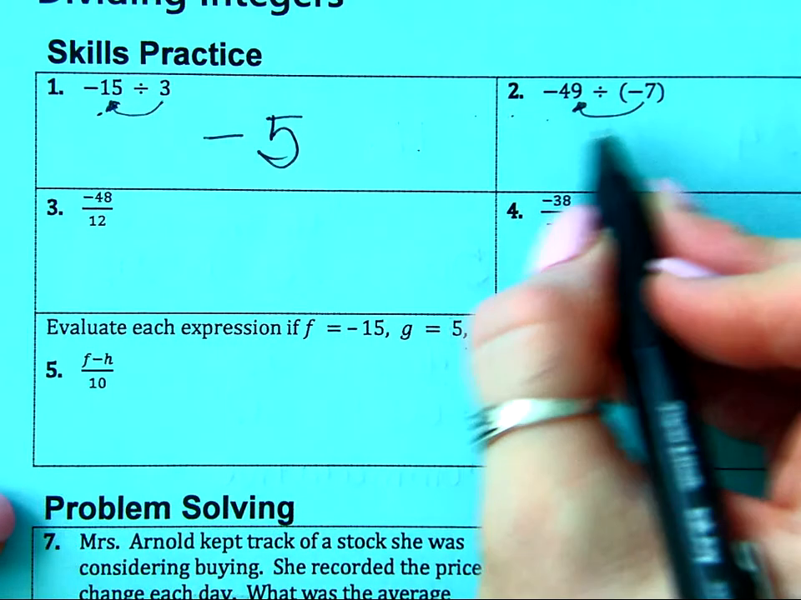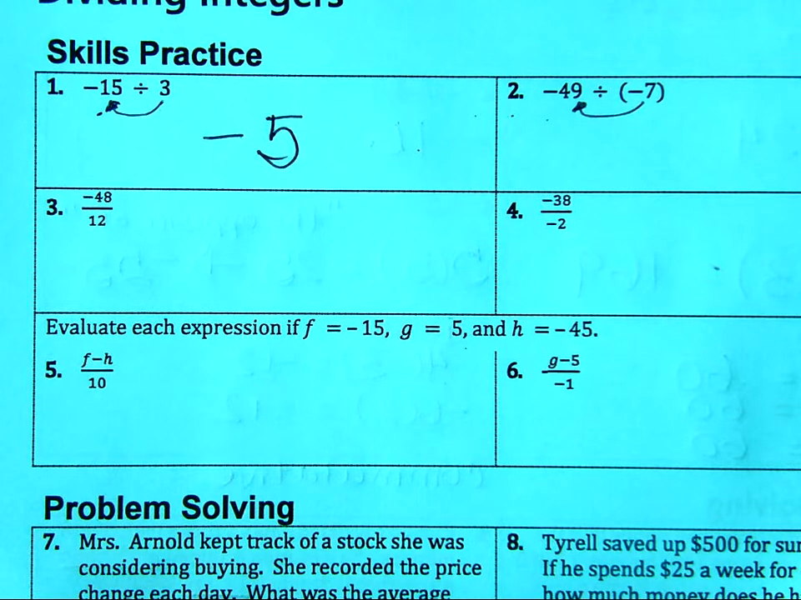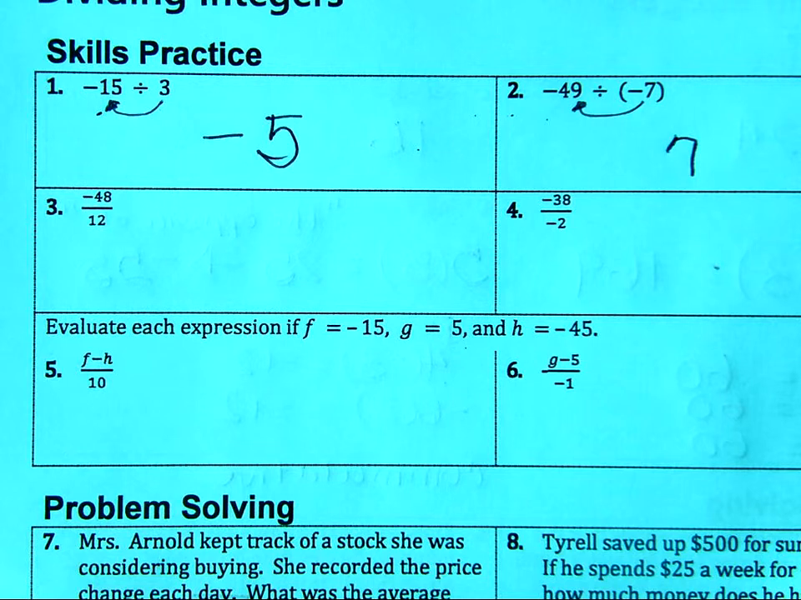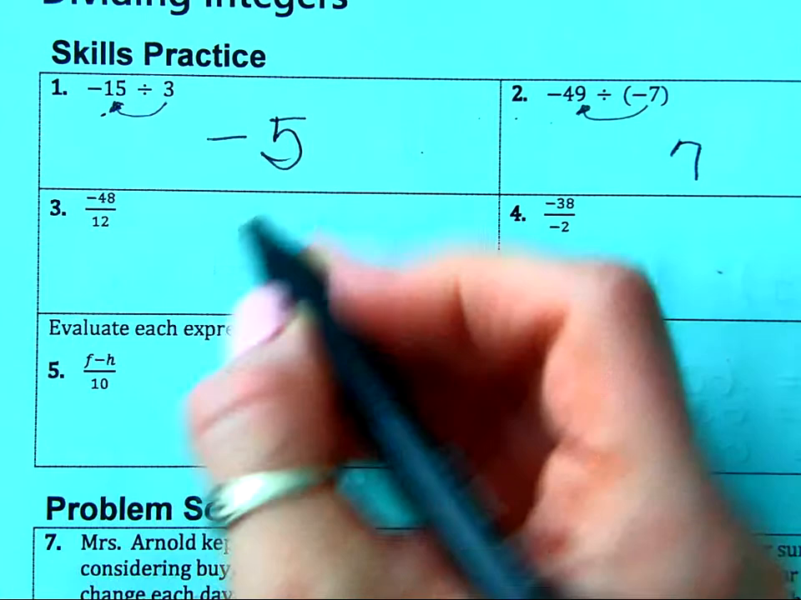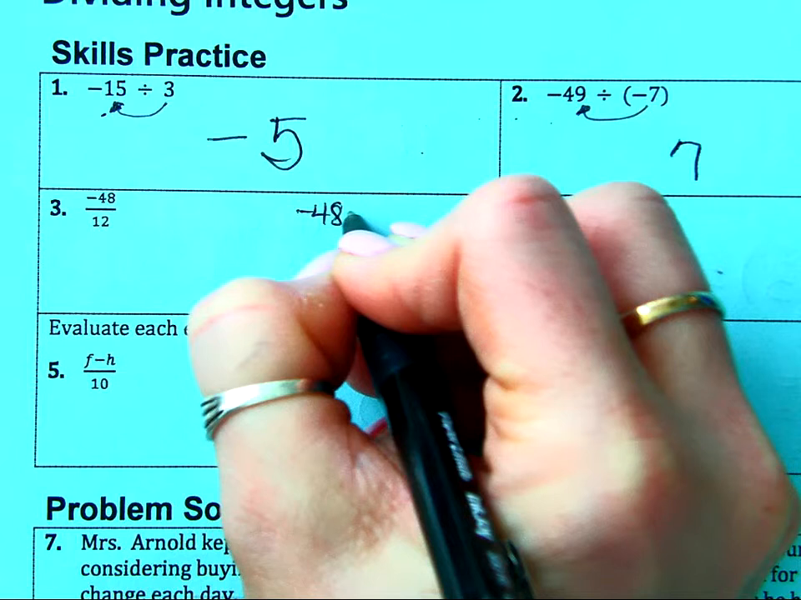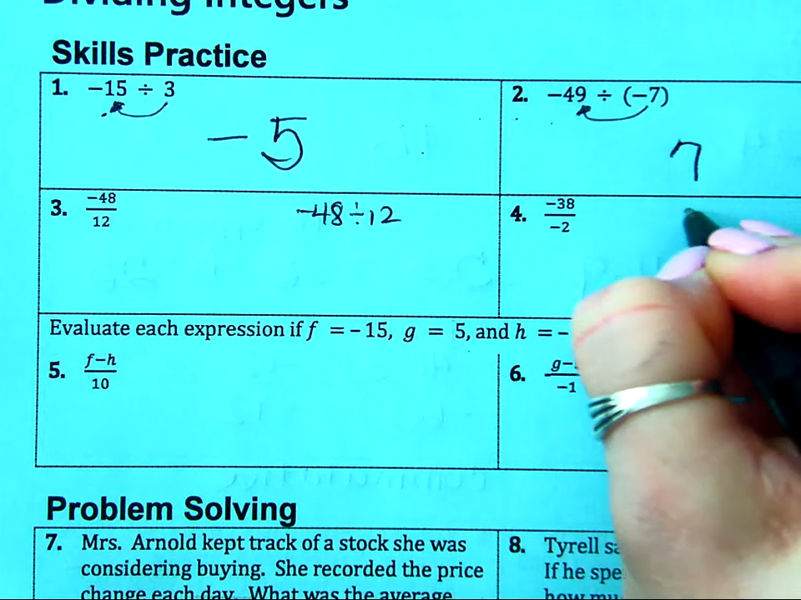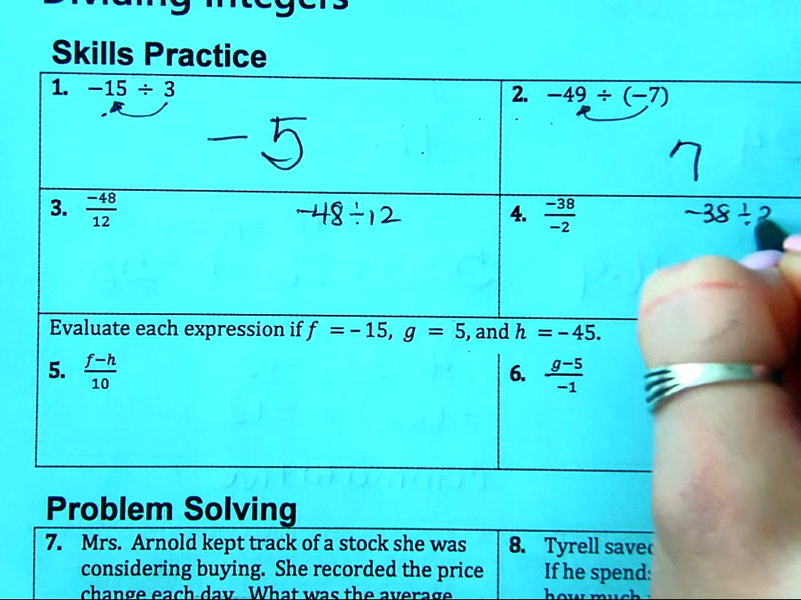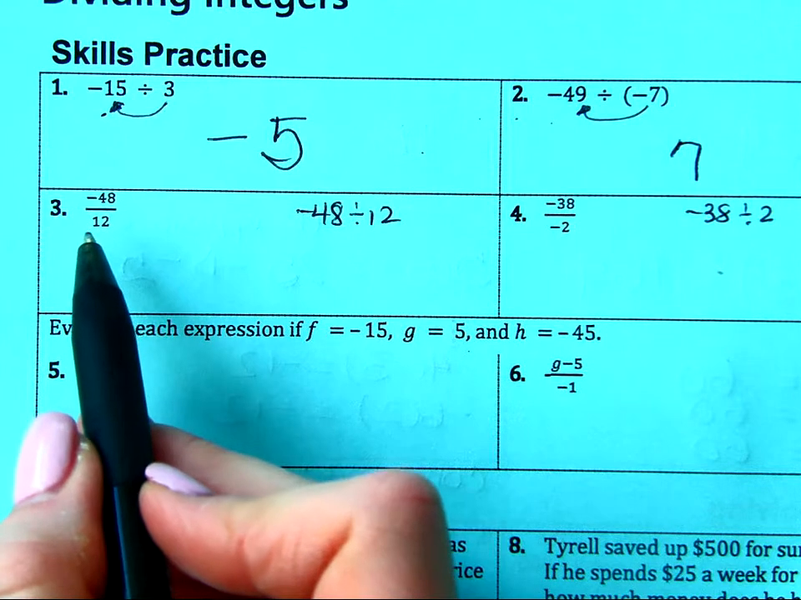How many times can 7 fit into 49? 7, and there are 2, so it's positive. This is the exact same thing, guys. This is the same question as that. And this is the same thing as that. I actually think it's easier to do division this way.